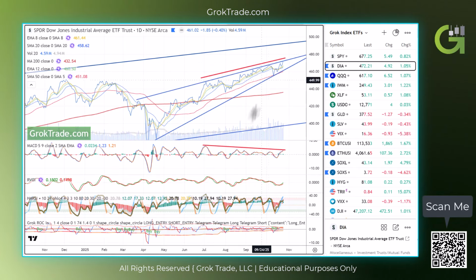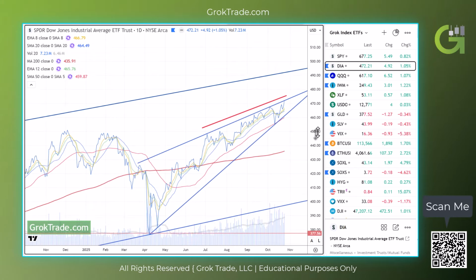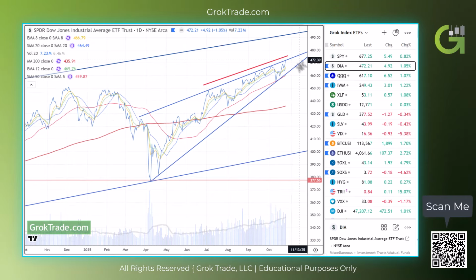We're going higher here, lower there. RVGI is also going lower. I just don't have a line drawn there. So the question is, is this bullish or bearish? And this is definitely more bearish than it is bullish.